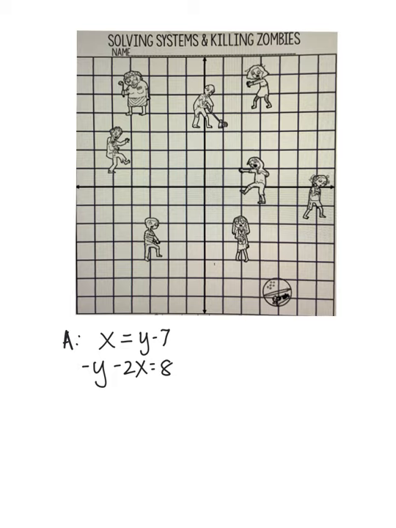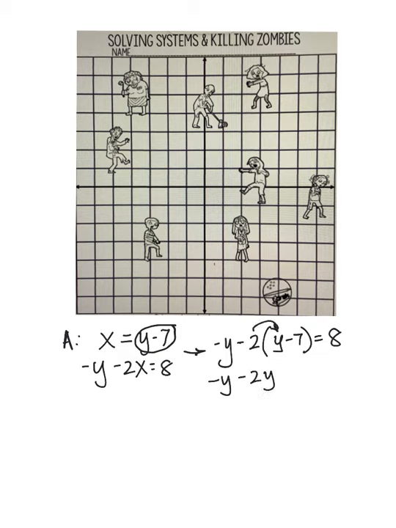For letter A, you see that the x is already isolated, so this would lend itself very well to substitution. So I'm going to take the second equation, and instead of x, I'm going to put in y minus 7. See, I'm substituting this piece, because it is also equal to x. But now I can just solve for y. So now I need to distribute. Negative 2 times y is negative 2y, and then negative 2 times negative 7 is 14, equals 8.